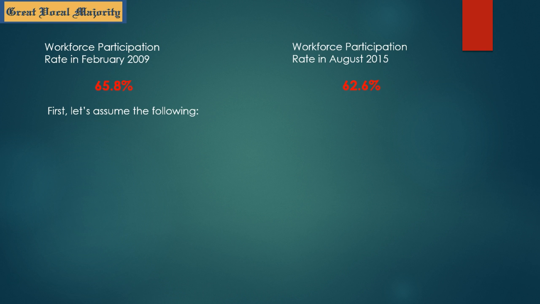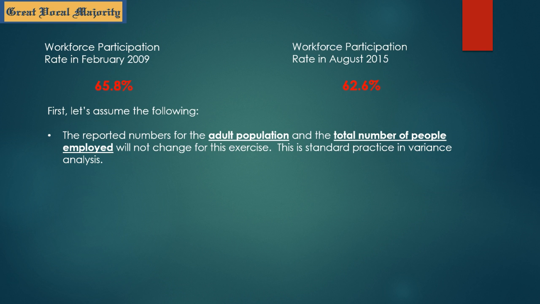So let's assume one thing, though, before we go through this analysis, and that is the reported numbers, whatever the BLS actually reported for the adult population and the total number of people employed, will not be changed in this exercise. And the reason why we do that, it's a standard practice among analysts that do variance analysis, because whenever you are trying to isolate the effect of a change of a variable in a process that has numerous variables, what you try to do is you try to hold as many of the variables flat, static, keep them fixed, and just change the one variable and see how that changes the overall result. And that way you can see how much of the change is attributable to that one variable. And that's what we're about to do.